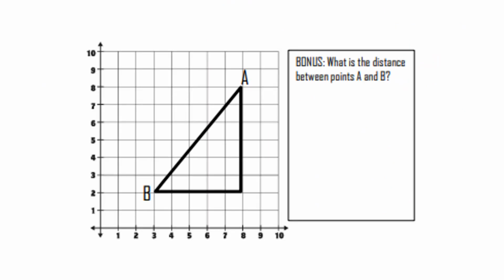Okay, so here's a bonus question. What's the distance between points A and B? The coordinates of A are (8, 8). The coordinates of B are (3, 2). Use what we just learned and see if you can find the lengths of these legs to then find the hypotenuse. So take a second, see if you can do it, and then compare with your group members before moving on. Pause the video here.